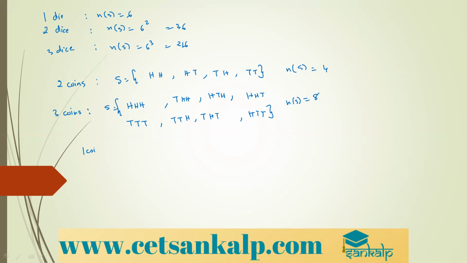So when 1 coin is thrown, N of S is just 2. When 2 coins are tossed, N of S is 2 squared. When 3 coins are tossed, N of S is 2 cubed. Like this you can remember.